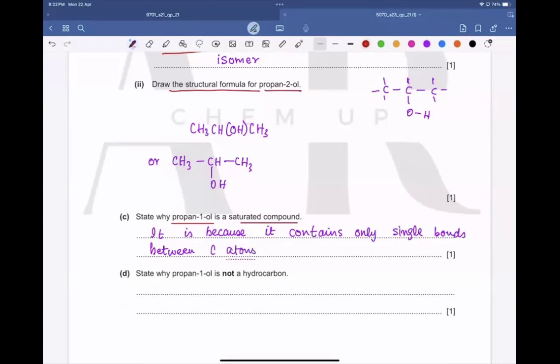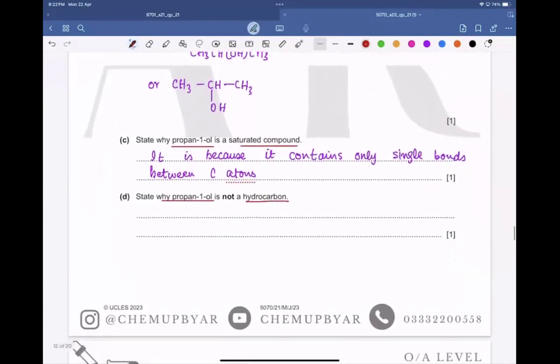State why propan-1-ol is not a hydrocarbon. Yes, it has oxygen as well. Very good, Shaya. It contains oxygen as well, along with hydrogen and carbon. Okay.